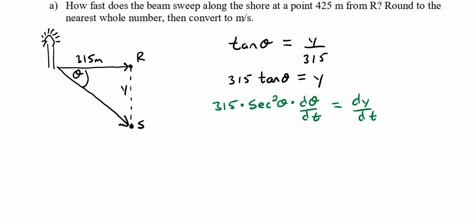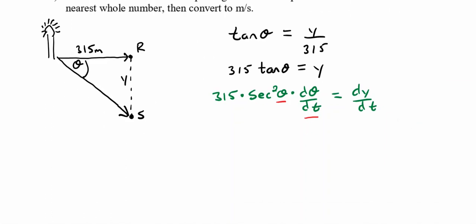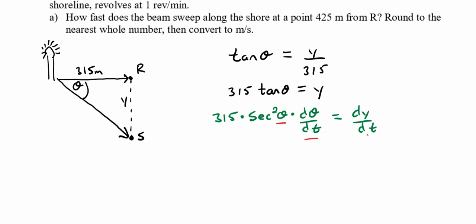I'm sorry. Okay, so then from here, we can see what the things were that we needed here. So secant squared theta. Okay, that seems like I must have needed theta at that point in time. I needed d theta dt. Okay, do I have that one? No, not quite. And then dy dt, and that's good because dy dt is actually what I'm looking for, right? How fast does the beam sweep along the shoreline at 425 meters, right?